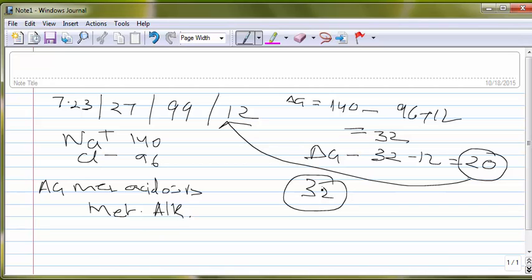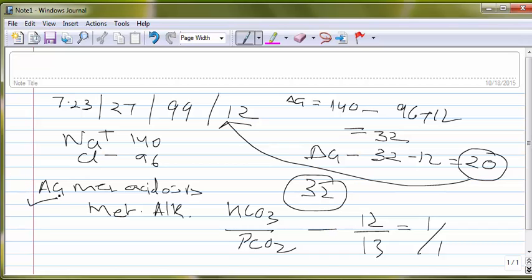Okay, so since this patient has metabolic acidosis, let us see what Winter's formula says about this. Bicarb by PCO2. Now bicarb has dropped from 24 to 12, which is 12 units, and PCO2 has dropped from 40 to 27, which is 13 units. It is pretty much close to 1 by 1. So this is a picture of anion gap metabolic acidosis and metabolic alkalosis. Okay, let's go on to the next question.